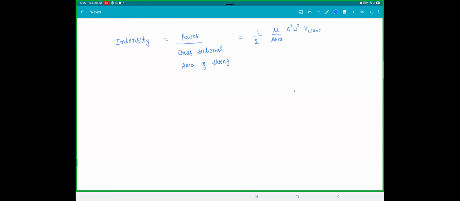And this is one more thing. So we know mass m can be written as density into volume, or let's say density rho is mass by volume. You can write volume as area into length. So mass by L is mu, and mu by area becomes rho. So the intensity formula is half rho a square omega square v wave. Be careful, rho is your volume density, mu is your linear density.